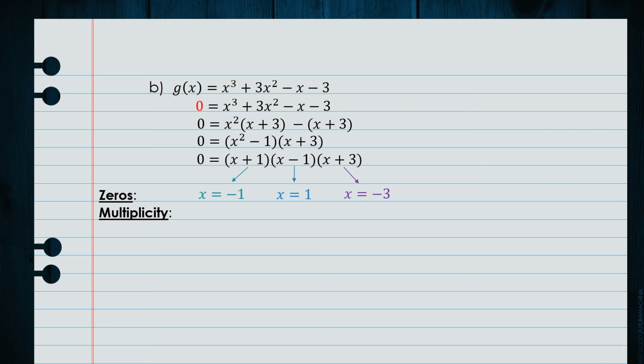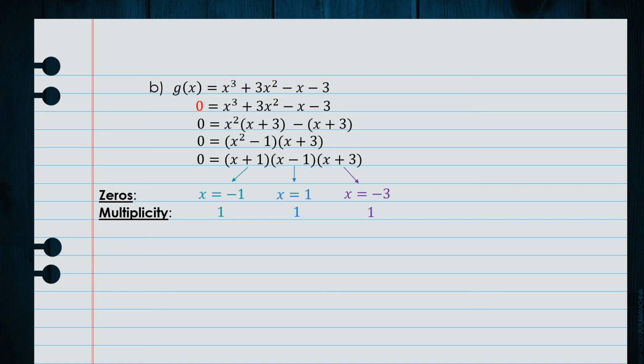So we look back at the factored form and we look at their exponents. X equals -1, what's its multiplicity? It's just going to be a 1. The next one, x minus 1, what's its multiplicity? It too is a 1. And the last factor, x plus 3, notice its multiplicity is also a 1.